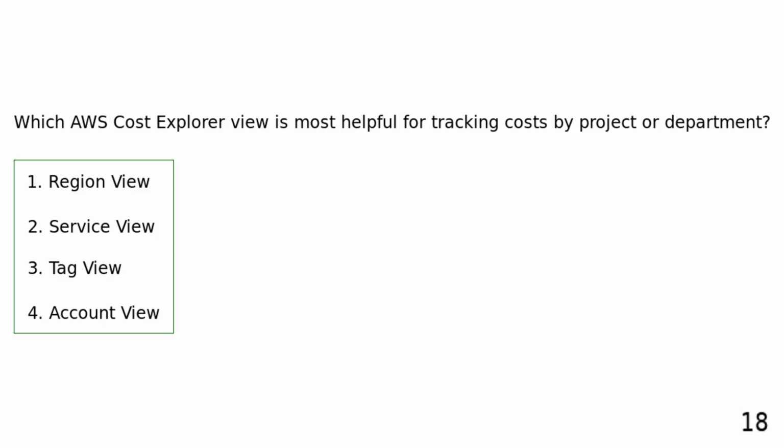Which AWS Cost Explorer view is most helpful for tracking costs by project or department? Region view. Service view. Tag view. Account view. The tag view in AWS Cost Explorer lets you analyze costs based on tags you've assigned to resources, making it easy to track expenses by project, department, or any custom category.